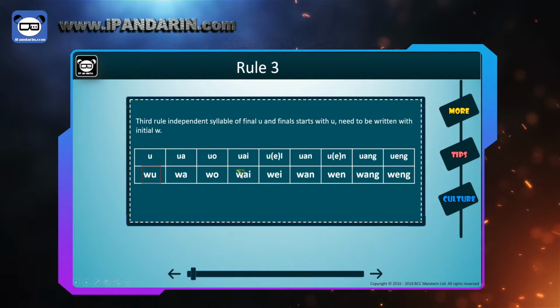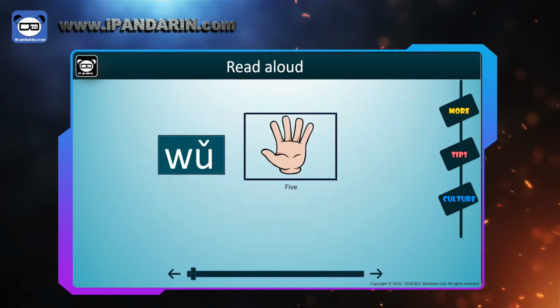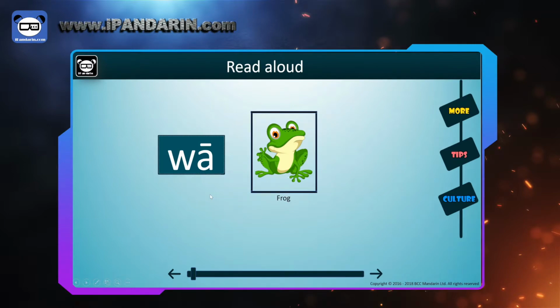initial U. For example, the syllable Wu, which means 5 in Chinese, is actually the final U with third tone, but when we write it, we need to write the initial U in front. And the syllable Wa, which means frog in Chinese, is actually the final Wa with first tone, but when we write it, we need to replace the final U with the initial U.